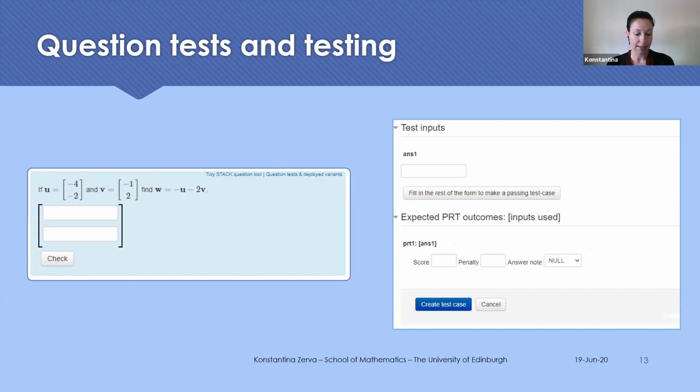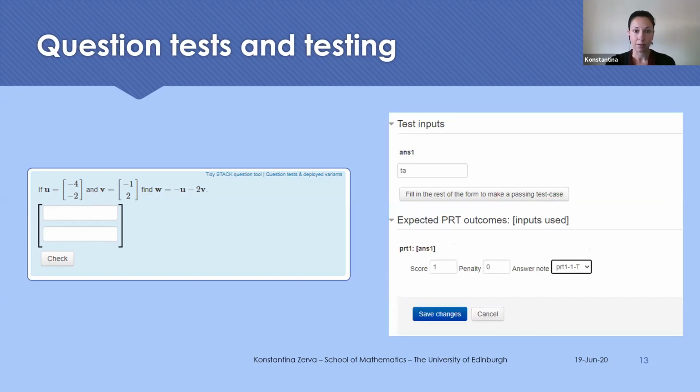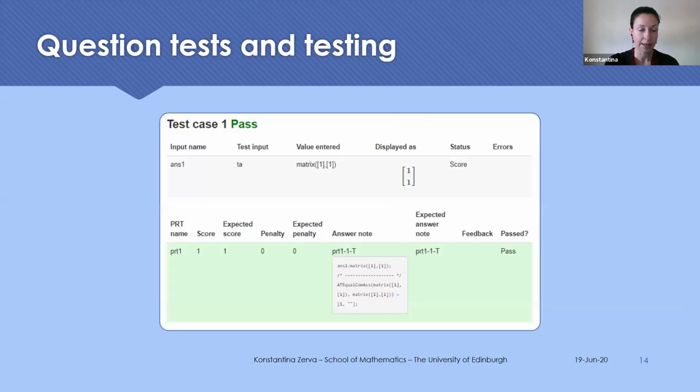So let's try to create a test that checks the correct answer. If the student's answer, answer 1, is the same as the teacher's answer, then we expect the score in the potential response tree to be 1. We will have no penalty. And if we have only one potential response tree, that should follow the true branch. So after creating our test, we see that the expected score should be 1, and we won't have any penalty. So this is a test case for the correct answer.